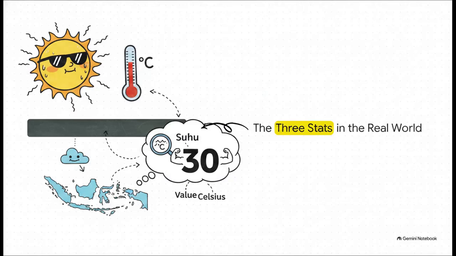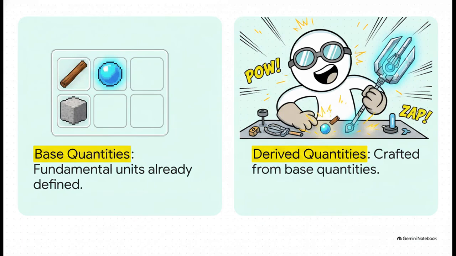Let's see these stats in the real world. If the temperature in Jakarta is 30 degrees Celsius, suhu, or temperature, is our quantity. The number 30 is our value, and Celsius is our unit. Simple, right? But here is where unit conversion, the whole focus of Latihan I, sneaks in. Celsius is great for knowing if you need a jacket, but if we're doing intense thermodynamic calculations, we'd have to convert that into Kelvin. The core quantity stays the exact same, but the numerical value shifts because we change the unit.